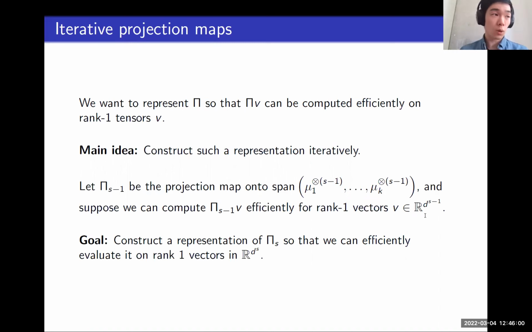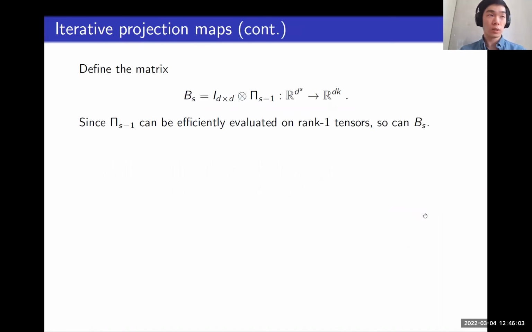Okay, so first, we have this projection map for d to the s minus one dimensional vectors. So we just tensor it with identity, or I guess Kronecker product. Sorry for the abuse of notation, but this is a Kronecker product. So now we get a d to the s by d times k matrix, right? This will project from d to the s dimensions down to d times k dimensions. And because of this Kronecker product structure, we can again efficiently apply this map B_s on any rank one tensors, right?